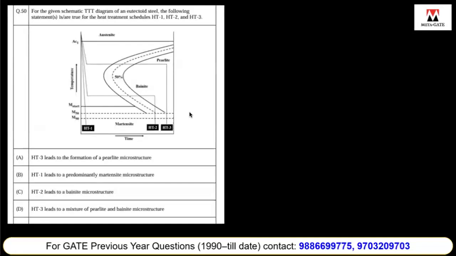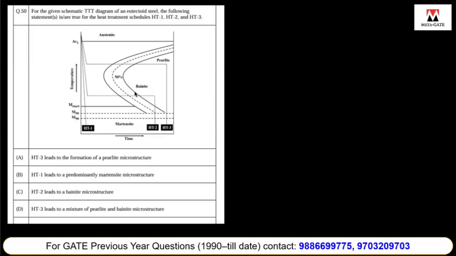For the given schematic TTT diagram on the eutectoid steel, the following statements are true. Heat treatment 3 leads to the formation of pearlite microstructure. Heat treatment 1 leads to the formation of martensite, bainite. Okay, let's see the following.